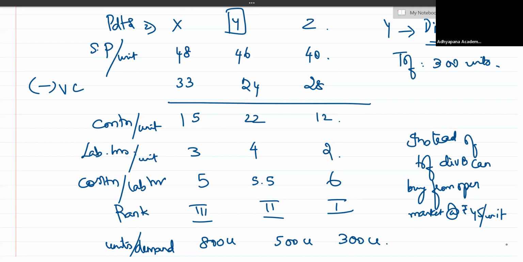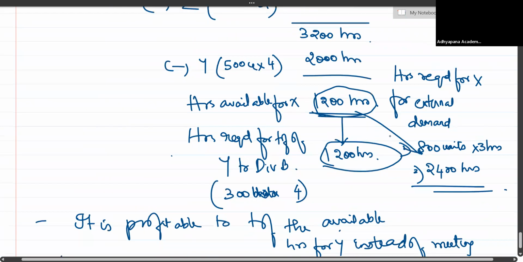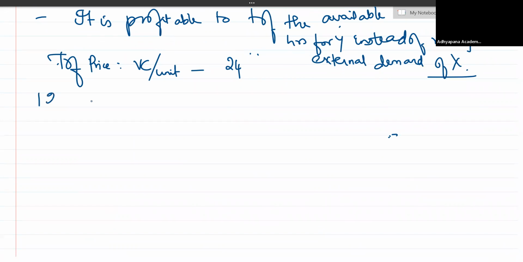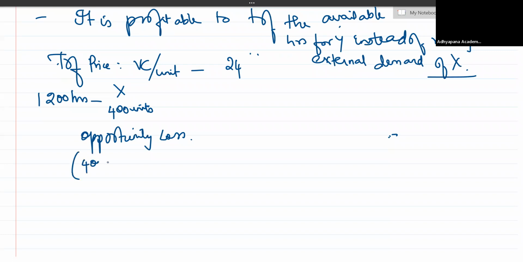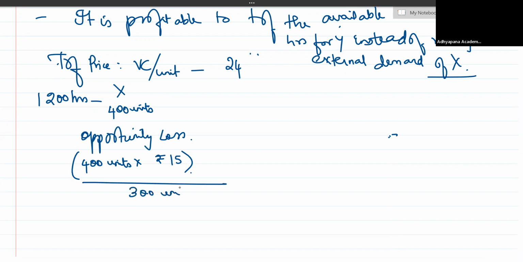That opportunity loss of 6,000 is to be recovered from 300 units, which is used for internal transfer, which means the opportunity loss to be recovered will be 20 rupees per unit. Let me put it up here. So what happened? With 1200 hours available, I could have met X external demand to the extent of 400 units, correct? Because of this internal transfer, I have an opportunity loss. How much is my opportunity loss? External demand for X is 400 units, and for every unit I could have made 15 rupees as contribution, which means 6,000 is the total opportunity loss. This 6,000 will be divided by 300 units, which is meant for internal transfer, which means 20 rupees is opportunity loss. The transfer price is rupees 44 only.